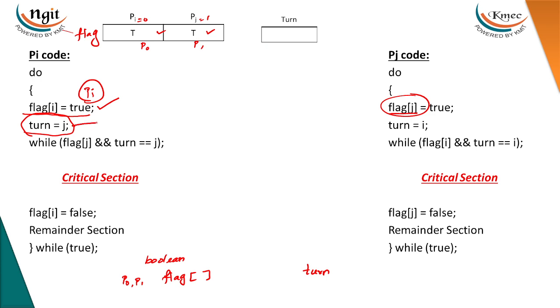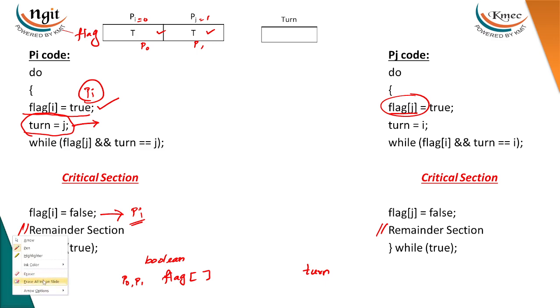What is turn? Turn will decide which process enters into critical section. There is one more statement, flag of i equal to false. What is meant by that? Process Pi does not want to execute critical section because it is executing some remainder section, non-critical section code. Similarly, flag of j equal to false means Pj doesn't want to execute critical section.